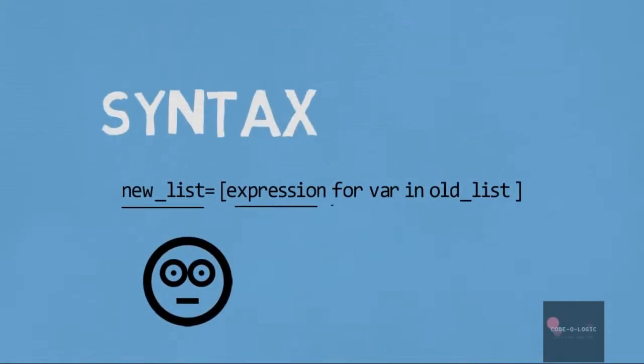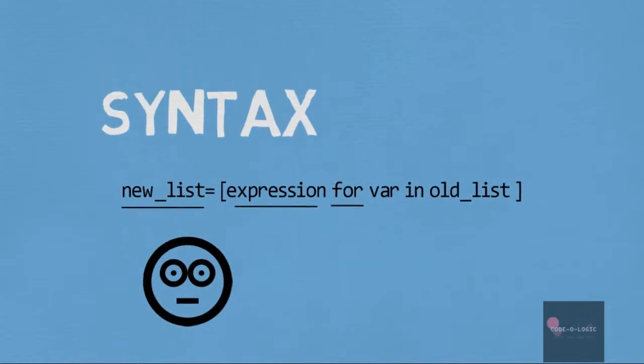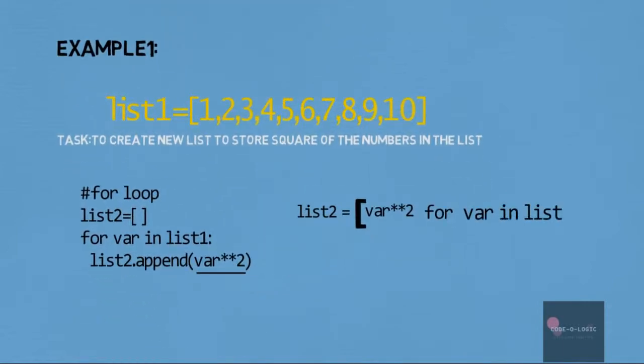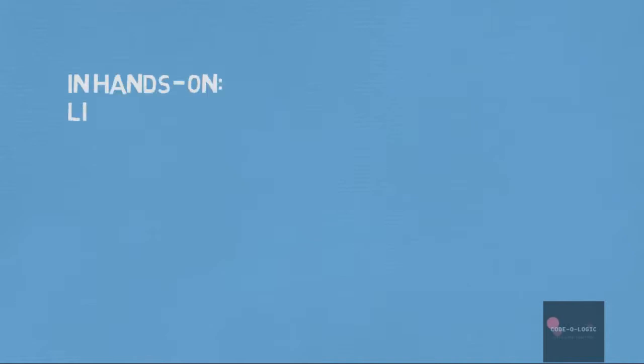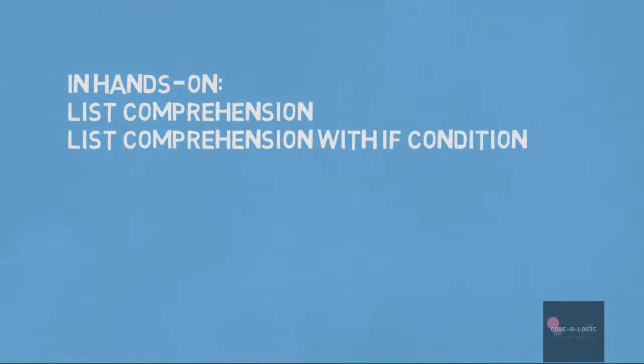Now we will iterate through the sequence using the for keyword, where a variable is created to iterate throughout the sequence in the old list. So here our old list is list1. We specify that in the syntax and close the square bracket. And this is how the list comprehension is created, where we have created list2 to store the square values of the numbers present in list1. Now let's see some hands-on in Jupyter Notebook where we'll cover topics like list comprehension with if conditions.